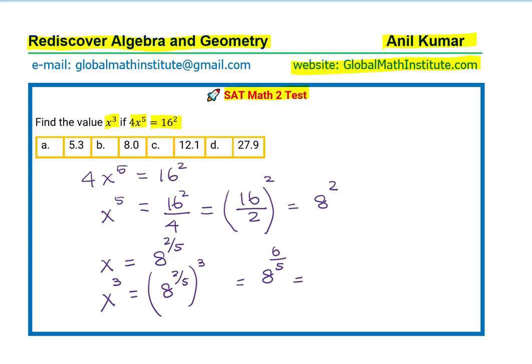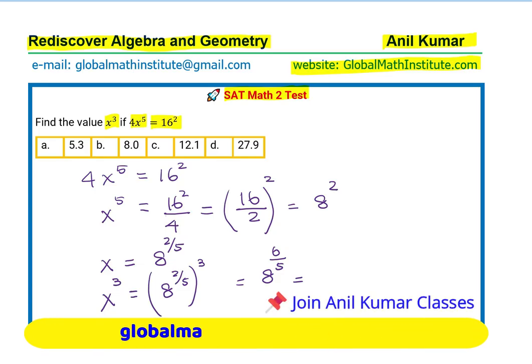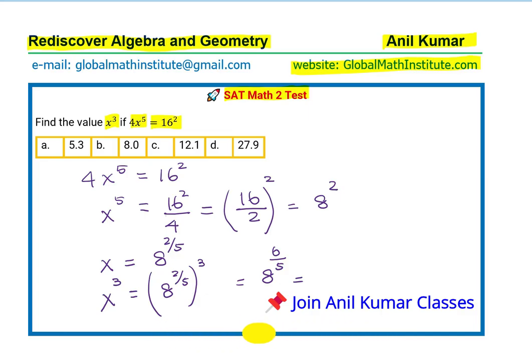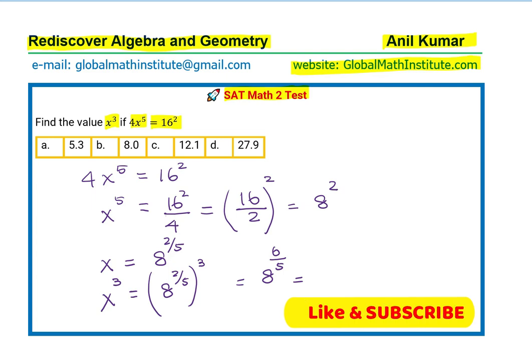So that is how you can get a value. And now, since the answer is in decimals, you may use a calculator to figure this out. So that's one way of doing it. The other way could be that we could actually write 8 as 2 to the power of 3 and then simplify it a bit, right? So at present, we'll find what 8 to the power of 6 by 5 is. And that is 12.1. And therefore, the answer is C. And so we get x cubed equals 12.1, and therefore the option is C. So I hope that is absolutely clear.